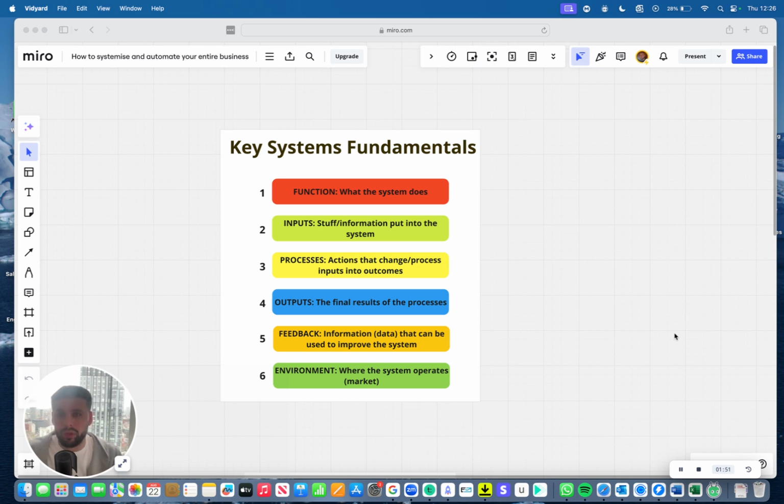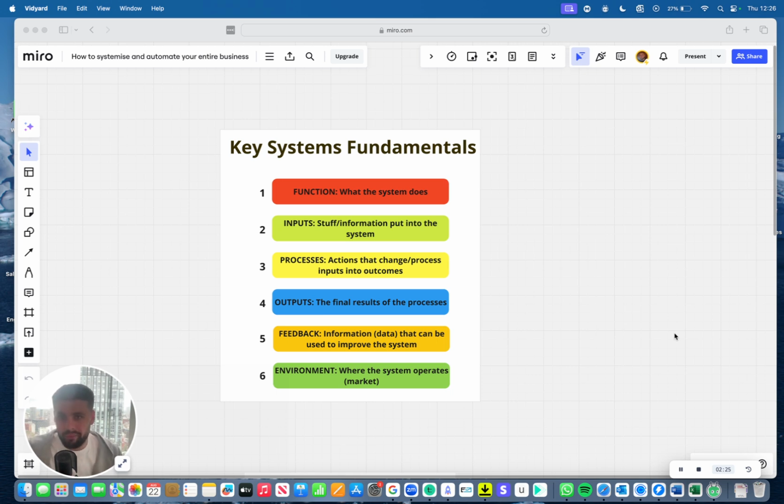All right. So the key systems fundamentals. So we've got a function, inputs, processes, outputs, feedback, and the environment. So these are all things that make a successful system. Okay. So number one, we've got the function, and that is what the system does. Okay. Very obvious. Inputs. So inputs are stuff/information that we put into the system. Okay. So a lot of the time it is leads we're putting into the system.